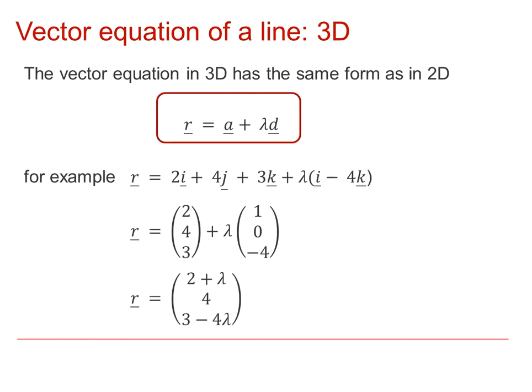r is simply the position vector of a general point. So if we take a point somewhere on the line, then r is its position vector, of the form x, y, z. So x is 2 plus lambda, y is 4, and z is 3 minus 4 lambda. So for different values of lambda, r is different points on the line.